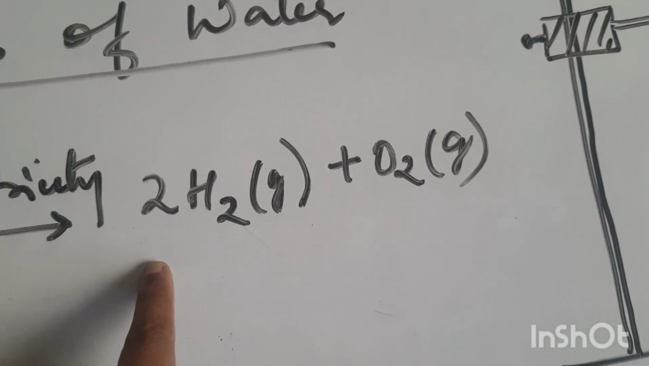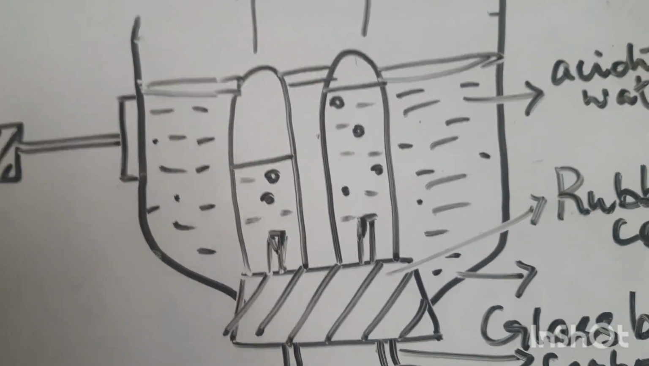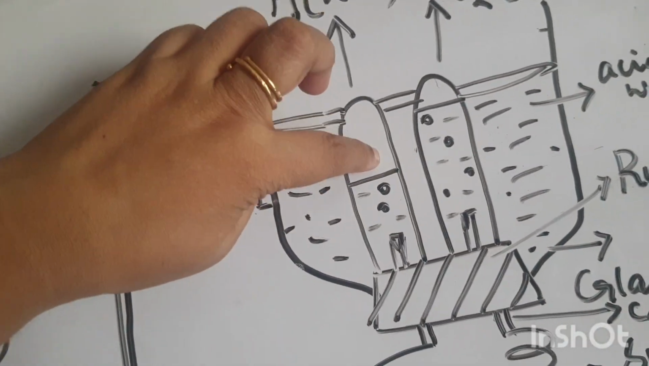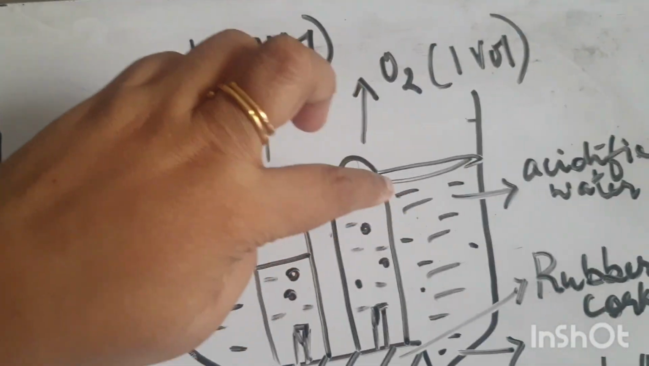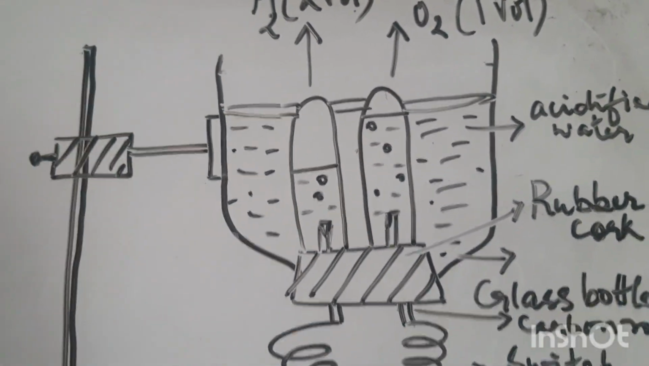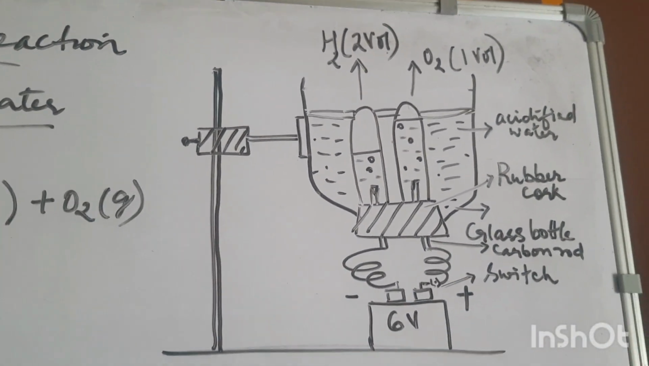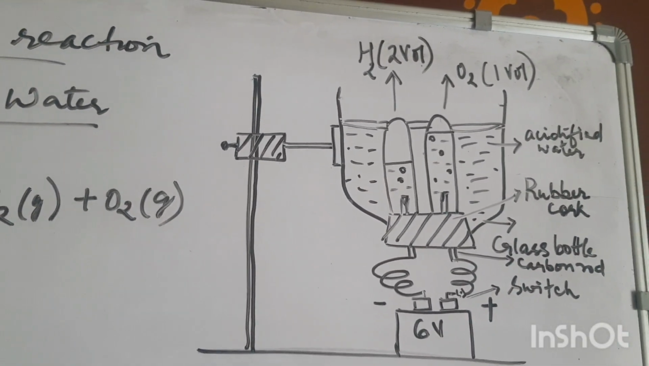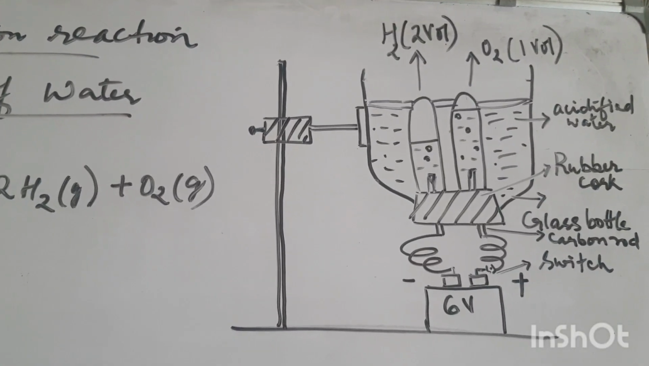2 is greater, right? So that means here in this diagram, the 2D figure I've drawn, the gas that is accumulated here is hydrogen. I've written it over here, and the smaller space, only 1 volume, will be the gas oxygen. Okay, so this is the experimental diagram which we have drawn in 2D.